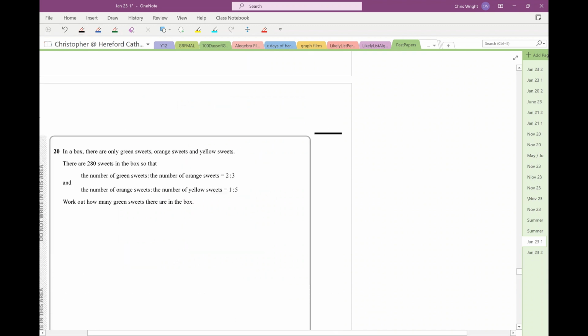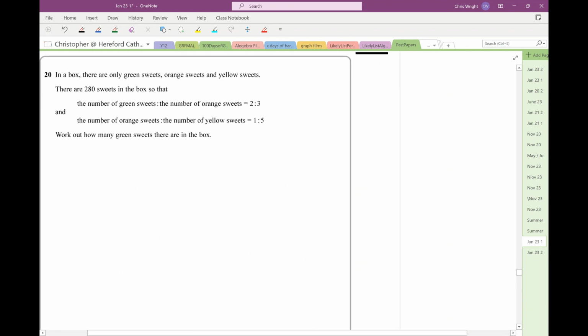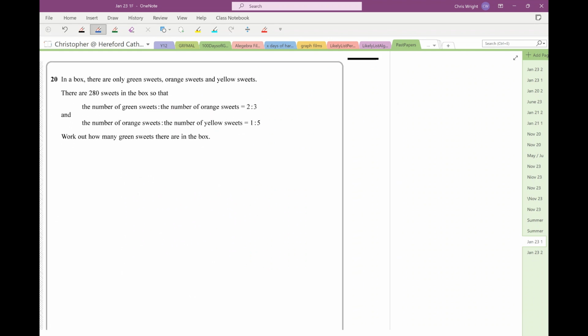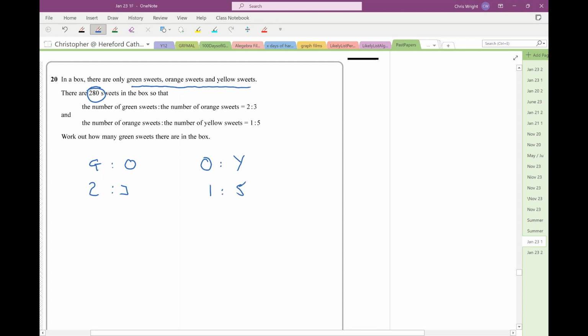Right, question 20. In a box, there are only green sweets, orange sweets, and yellow sweets. There are 280 sweets in the box. The number of green to the number of orange is 2 to 3. And also, the number of orange to the number of yellow is 1 to 5. Work out how many green sweets there are in the box.